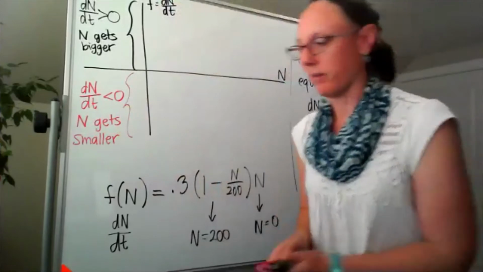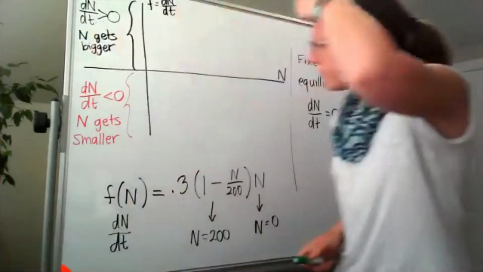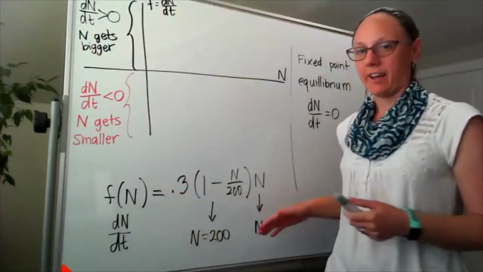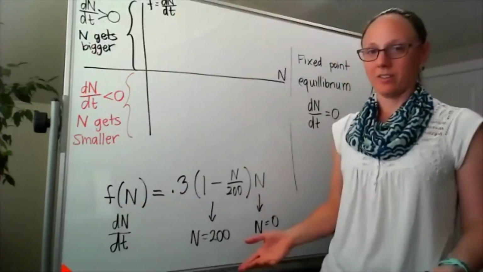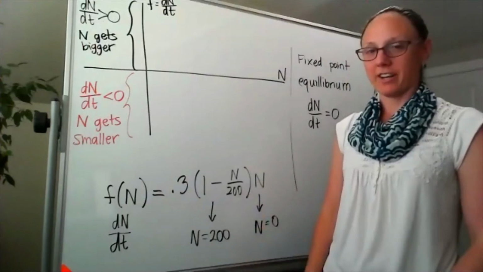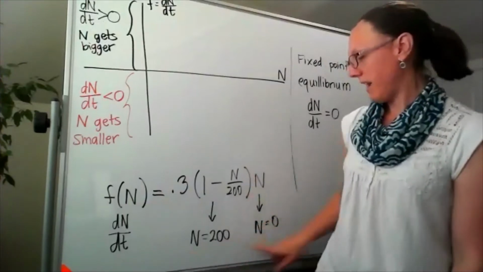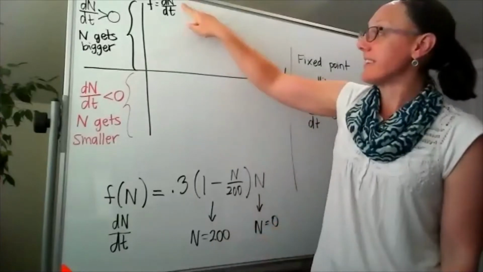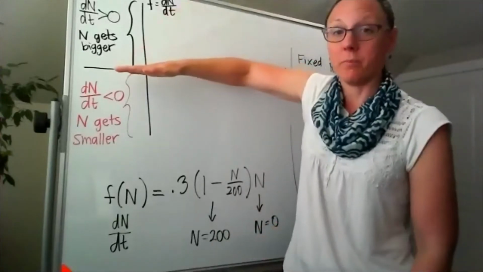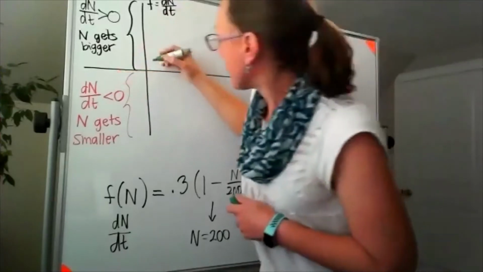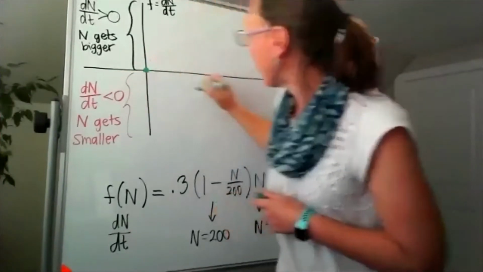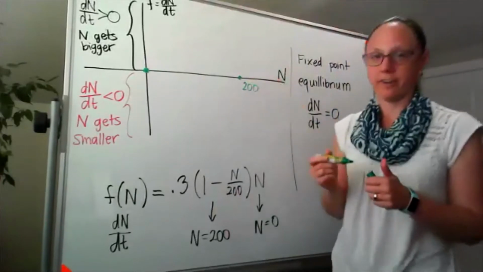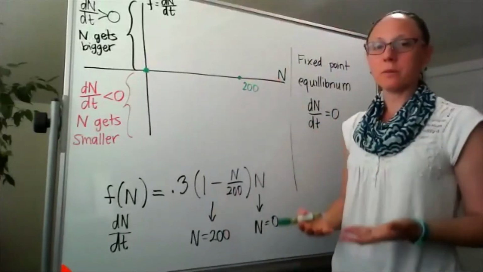Now comes the fun part. So I want to sketch this curve, and I don't know exactly what it looks like, but we can get started because we know that N equals 0 and N equals 200 are both places where the dN/dt would be 0. So 0 and 200.